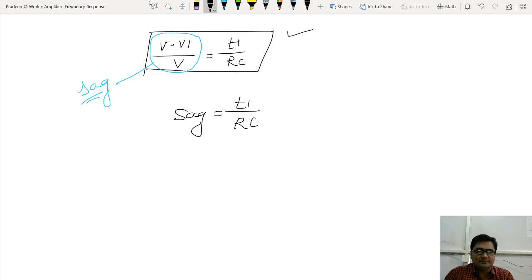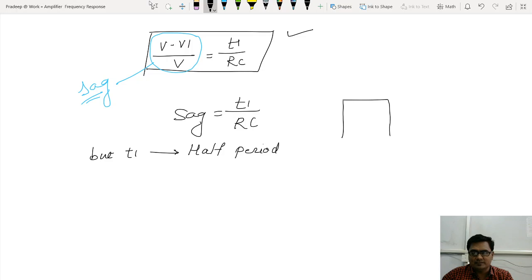But now what is T1? Let me elaborate about T1. T1 is a half period. See, we have considered only the positive cycle. This is the positive cycle we have considered. We have not considered the negative cycle like this. We have considered only that much, and this we treated as T1.